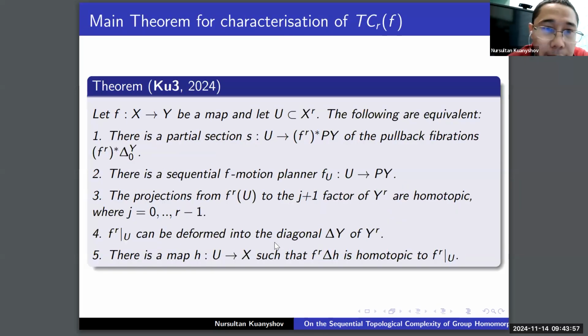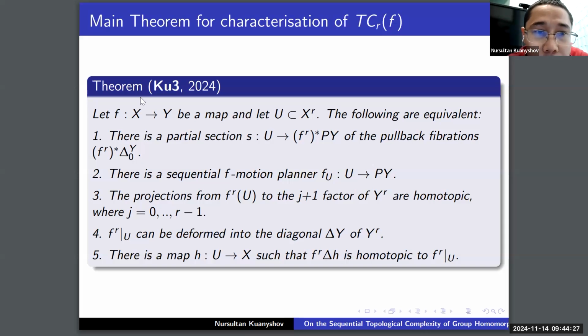From this, I have a characterization for this definition. Let F be a map from X to Y, and let U be a subset of X. The following are equivalent. The first one is that there's a partial section, where U goes through to the pullback fibration. In other words, number 1 just tells you that you can define this as a pullback fibration.